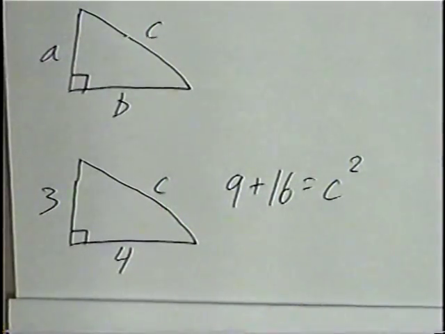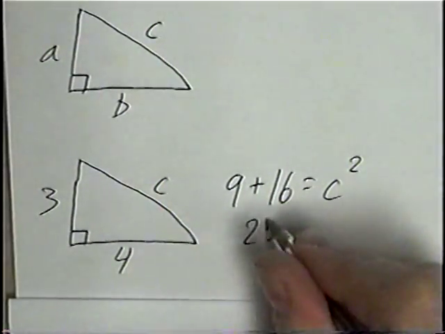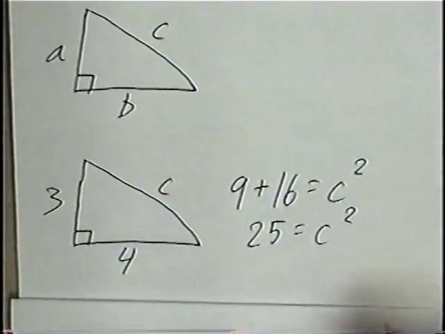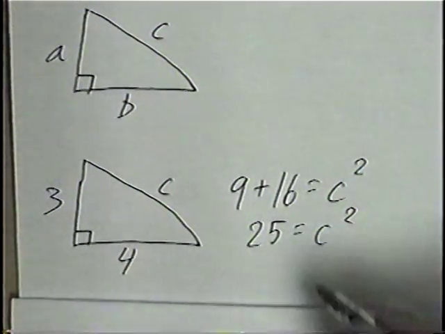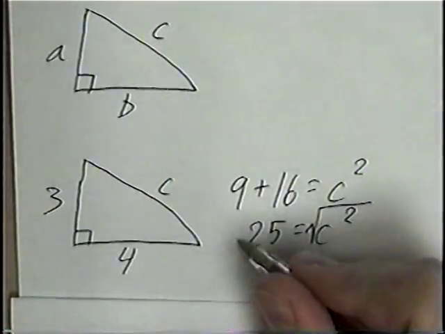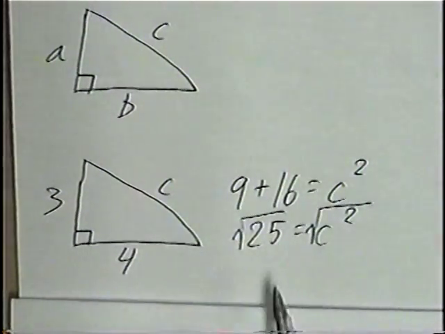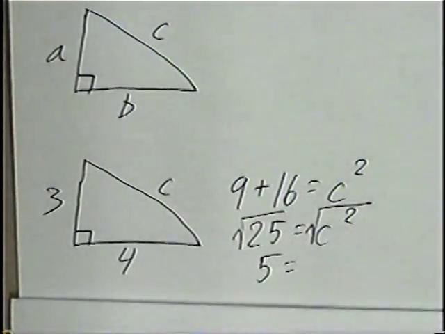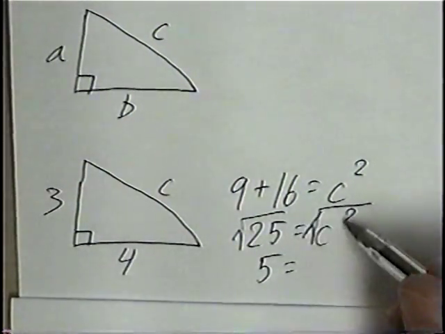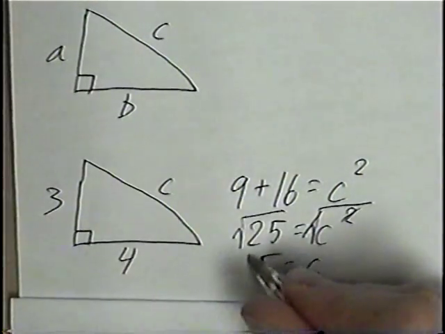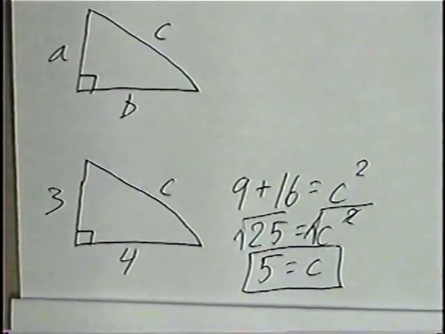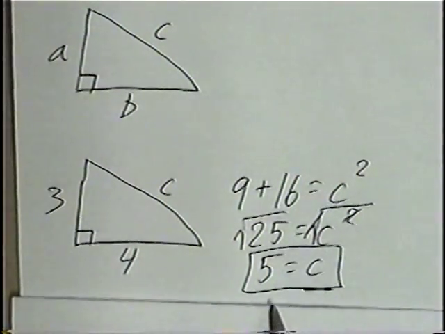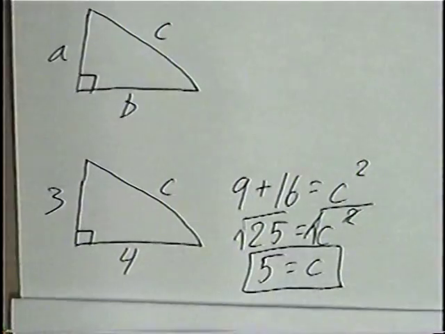Adding 9 plus 16 would be 25. And to solve for c, to get rid of the exponent 2, we can take the square root of both sides. The square root of 25 would be 5, and the square root and square would cancel, so we have the answer of c equals 5, or 5 equals c. There's no units given in the problem, so there's no units for the answer.